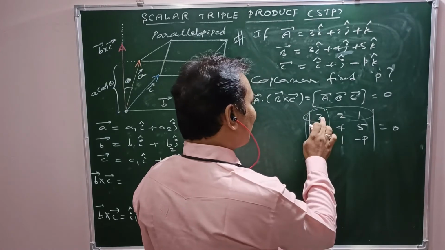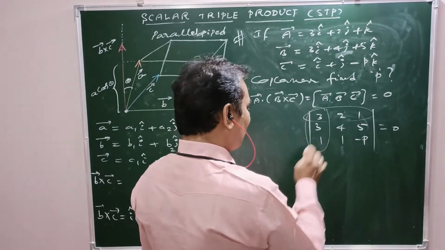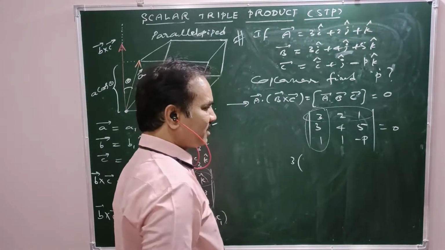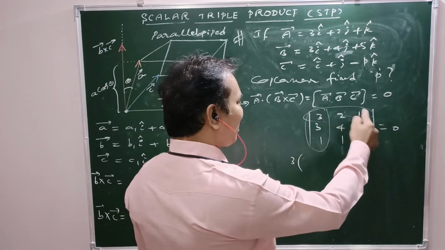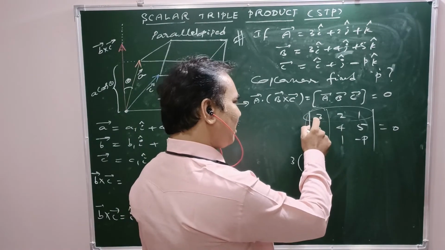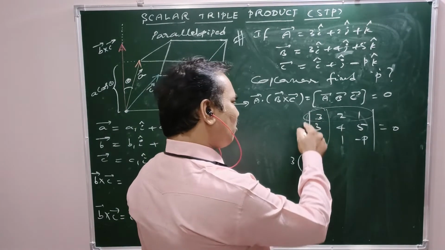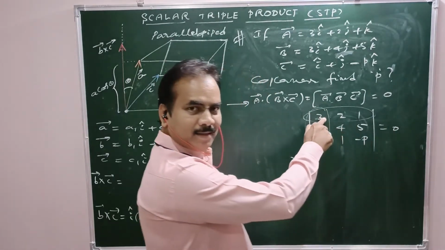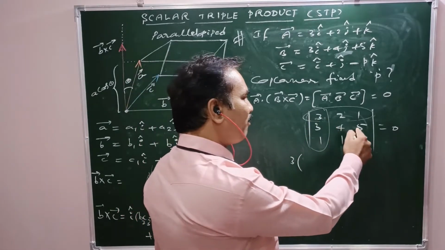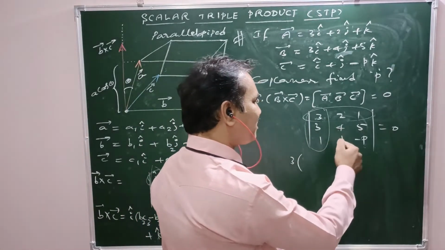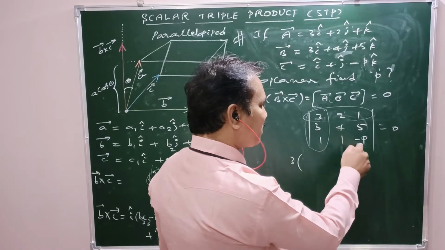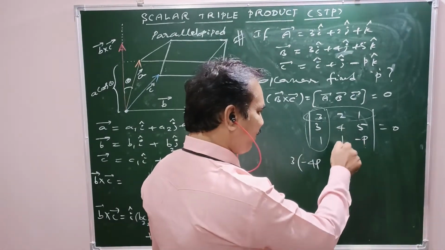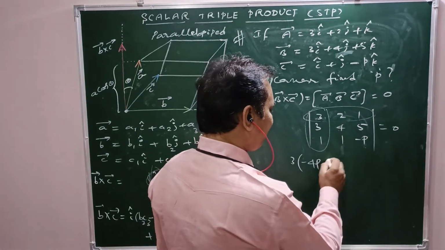Now see, this is 3, 2, 1. First of all, 3 into AD minus BC. Exclude the row and column containing this top 3. Now we are left with A, B, C, D. AD minus BC: AD means minus 4P, minus BC, and BC means 5 into 1, that is 5.